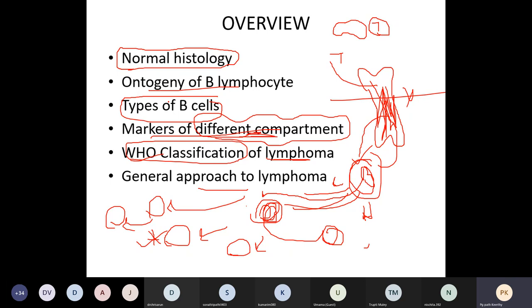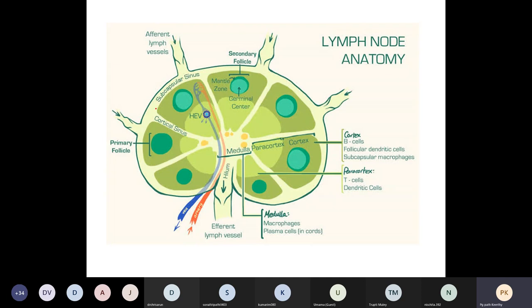So first, normal histology. No need to tell about bone marrow, I guess you know. And no need to tell about normal immunity also. So we'll go directly to the lymph node. So what will this lymph node have? It will have a capsule. It will have a subcapsular sinus.